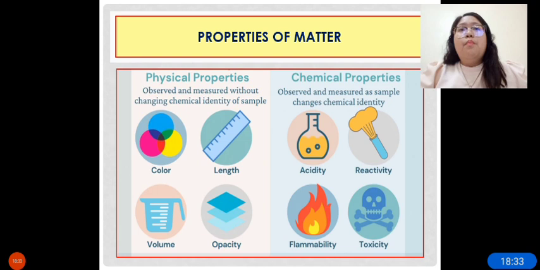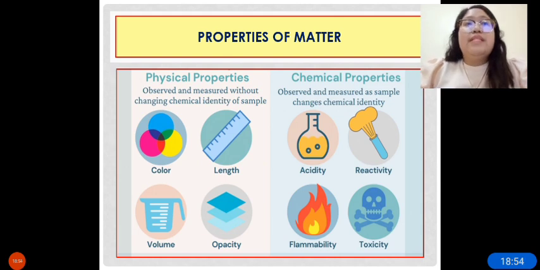Okay, moving on. Let's have the differentiation between physical properties and chemical properties. So we have two main categories, right? Physical properties are those that we can observe and measure without changing the chemical identity of the sample. So, for example, we have color. This is probably the most obvious one. It's what allows us to distinguish between a red apple and a green apple. So, color is an example of physical properties.